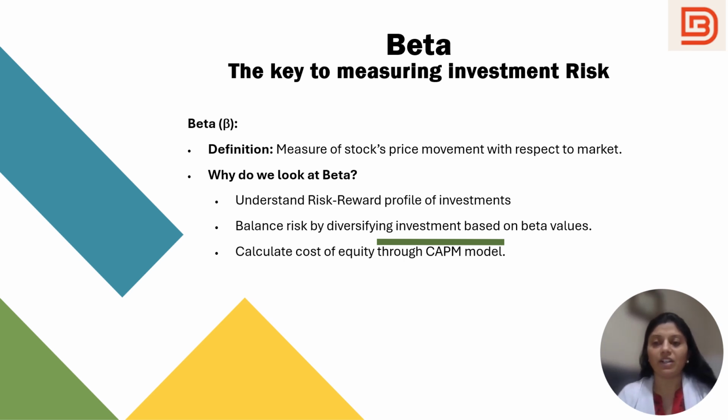Let's see how beta is used. In portfolio management, investors use beta to understand the risk-reward profile of their investments. By combining high and low beta stocks, investors can balance risk by diversifying the investments. Beta is also used to calculate the cost of equity through CAPM. We will go over the CAPM model and what it means to calculate the cost of equity in another video.